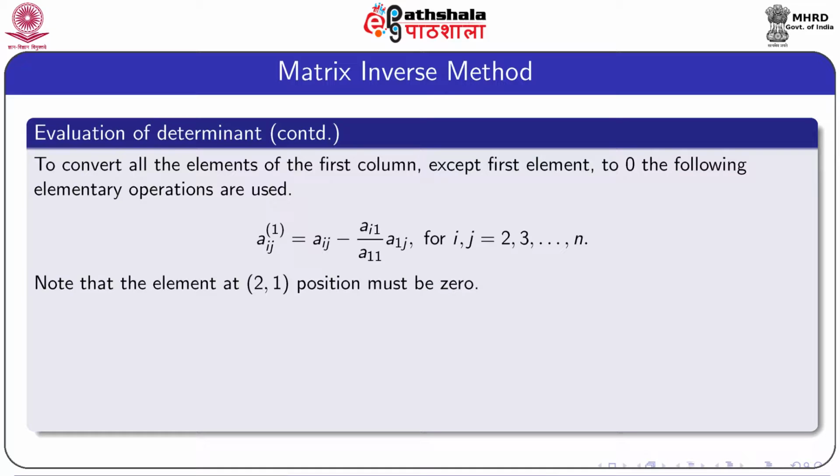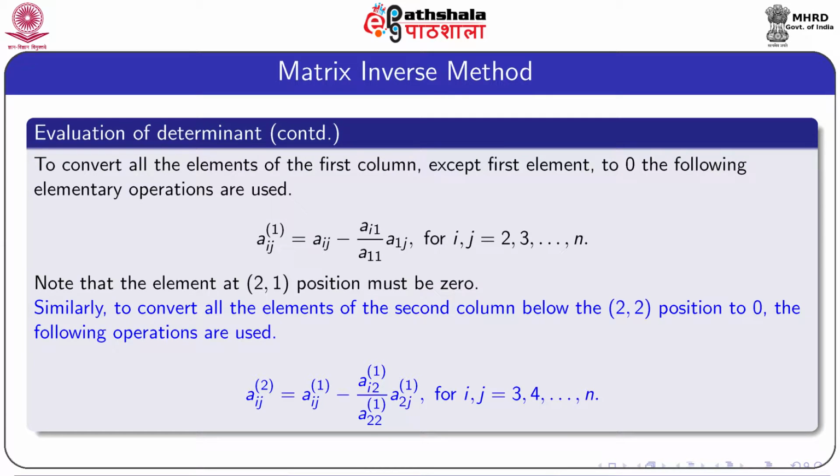To convert all the elements of the first column except the first element to 0, the following elementary row operation is applied. That means a_ij^(1) = a_ij − a_i1 × a_1j / a_11, and this is applied for i and j equal to 2, 3 up to n. Using this elementary row operation, it is guaranteed that the element at the (2,1) position must be 0.